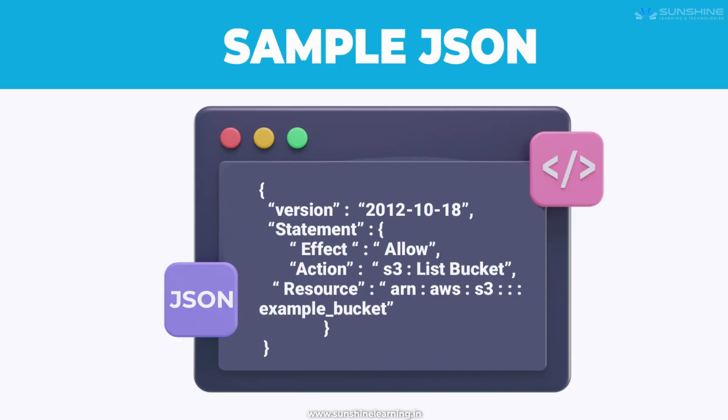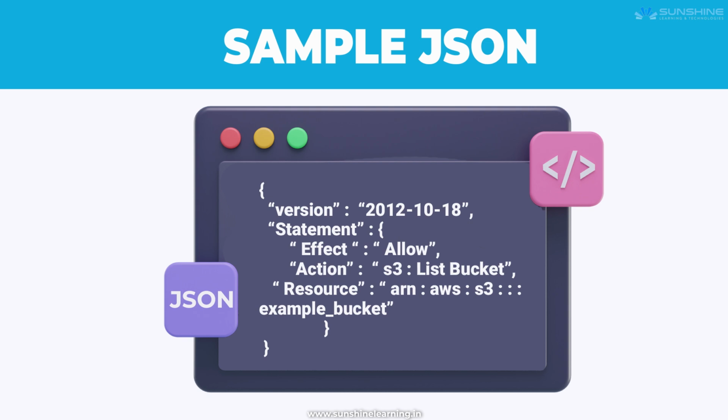This is a sample policy in the JSON format. Version is there, statement is there, effect is allow, action is S3 list bucket, resource is the name of the bucket. So the action is to allow reading all the S3 buckets. That is what this policy is. If I create a role out of this policy and attach it to the EC2 instance, then I can access all the S3 buckets in my AWS account from within the EC2 instance.